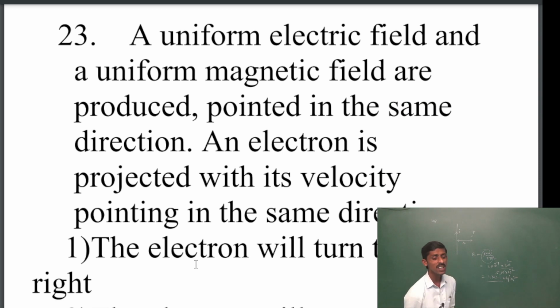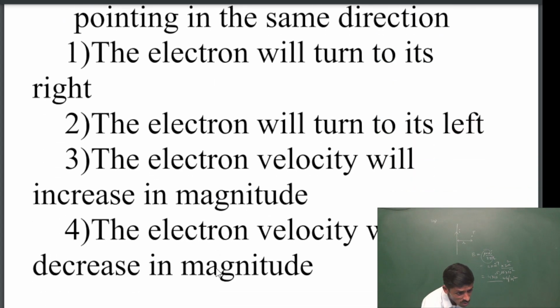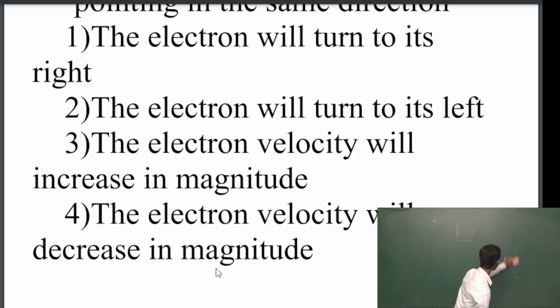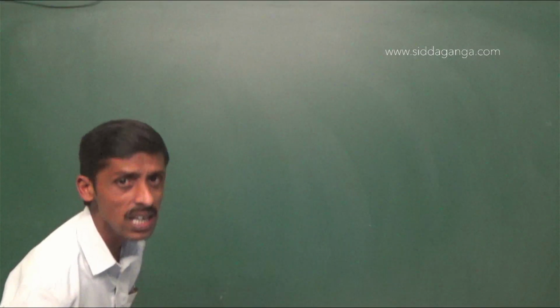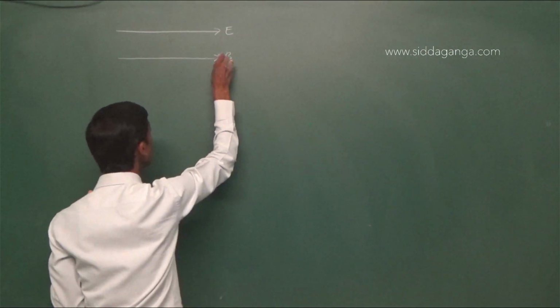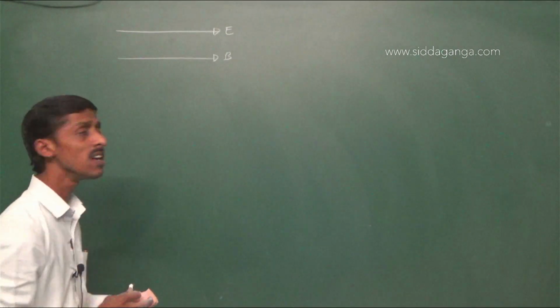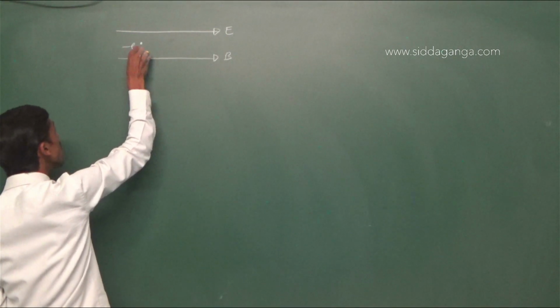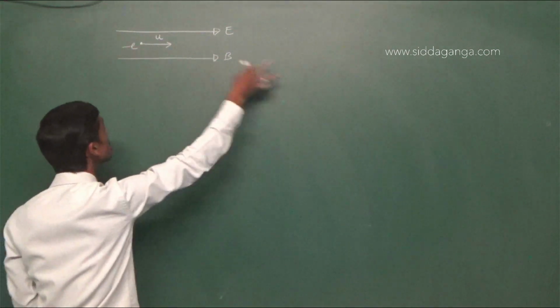A uniform electric field and a uniform magnetic field are produced, pointed in the same direction. An electron is projected with its velocity pointing in the same direction. So there are two fields. Motion of the charged particle in combined electric and magnetic fields. One is electric field, another is magnetic field. Both are pointed in the same direction. You are projecting an electron with some velocity in the same direction of the fields.